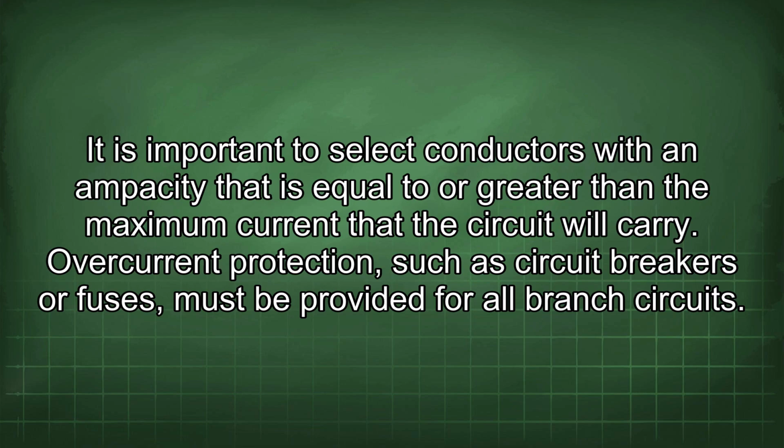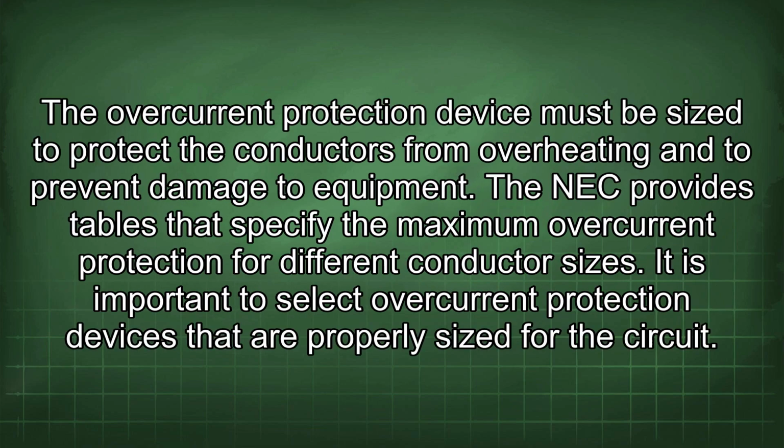Overcurrent protection, such as circuit breakers or fuses, must be provided for all branch circuits. The overcurrent protection device must be sized to protect the conductors from overheating and to prevent damage to equipment. The NEC provides tables that specify the maximum overcurrent protection for different conductor sizes. It is important to select overcurrent protection devices that are properly sized for the circuit.